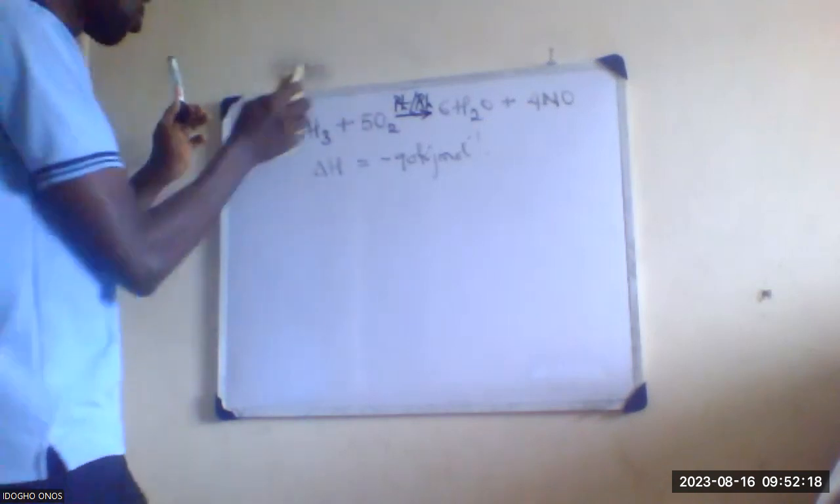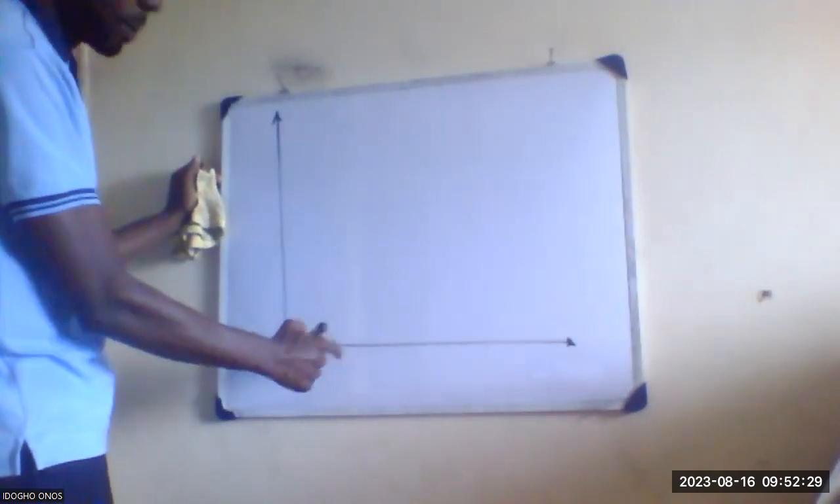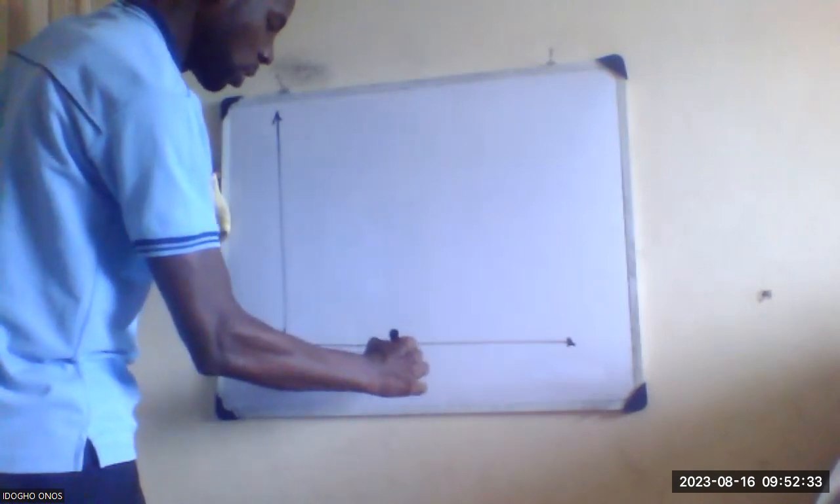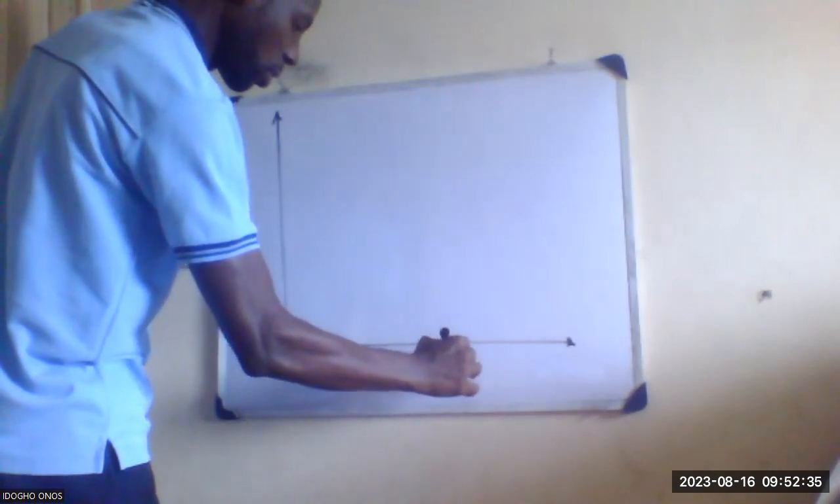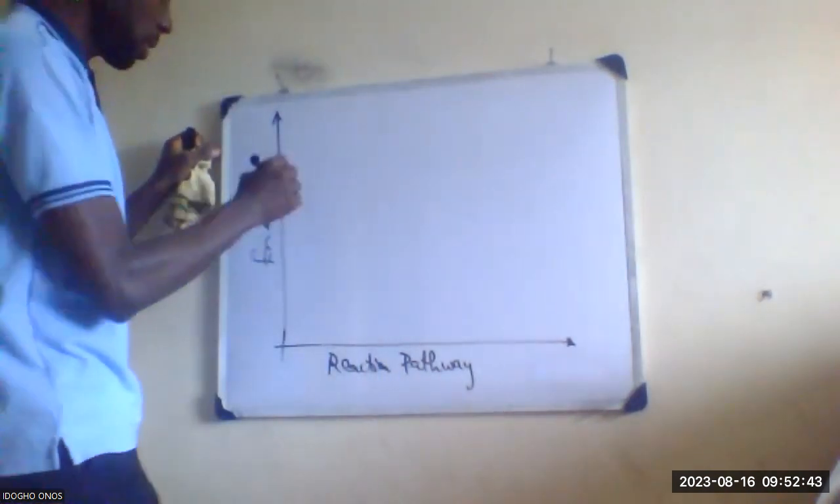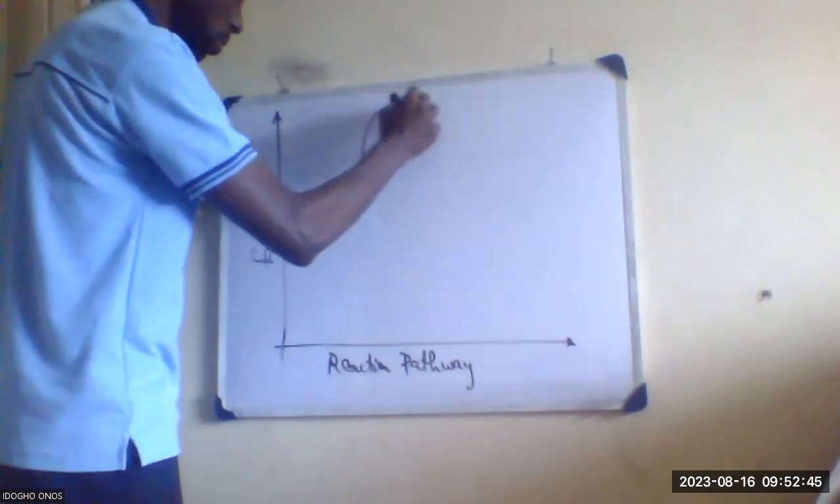So what the examiner wants to see is this. You will draw the energy profile diagram like this. What do we write under here? Reaction pathway or reaction coordinates. Anyone we want to write is correct. Up here is energy. Now, because the reaction is exothermic, it should be like this.